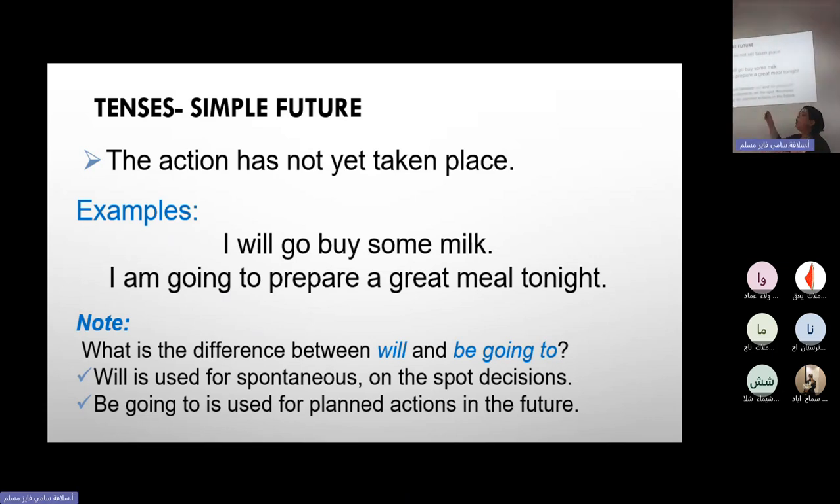Will is used for spontaneous. You know spontaneous? Yeah. لحظية، قرارات لحظية, exactly, فورية, on the spot decisions. Be going to is used for planned actions. Okay. In a month, I am going to Europe. Plan. Okay. Oh, I forgot to buy bread. I need to go back to the supermarket right now. Okay. I will go to the supermarket because I forgot the bread. لحظية.